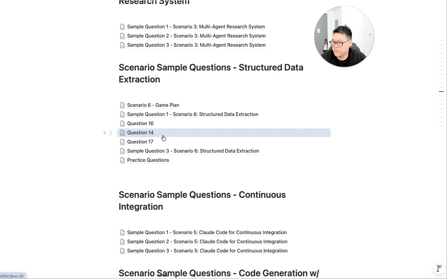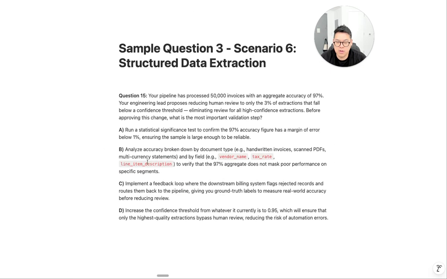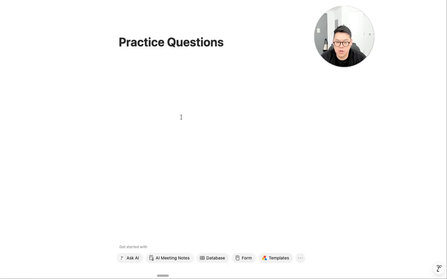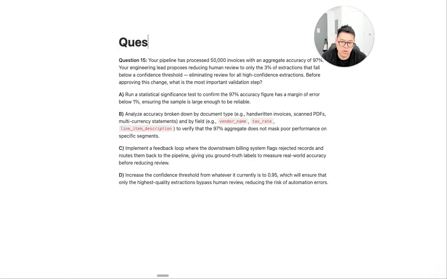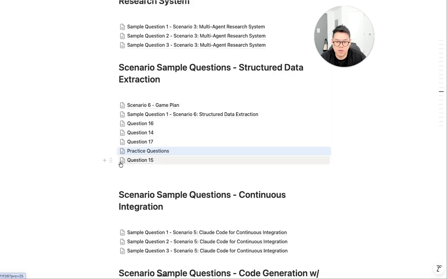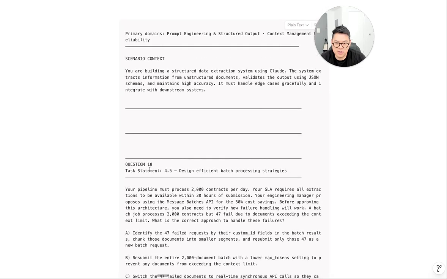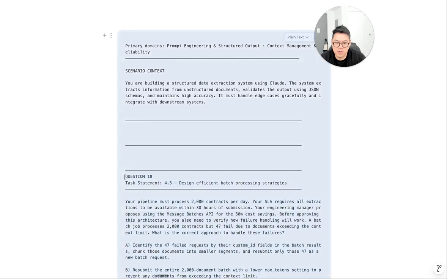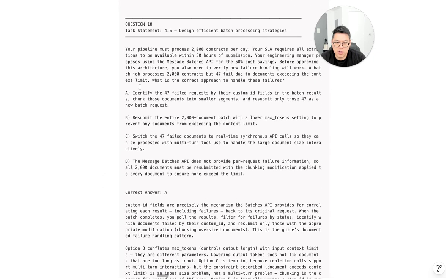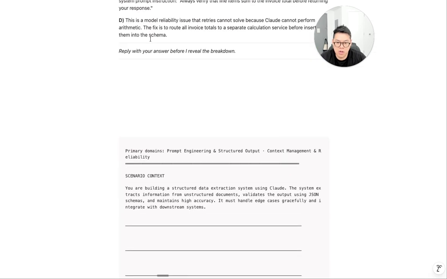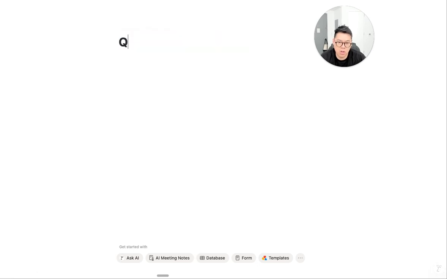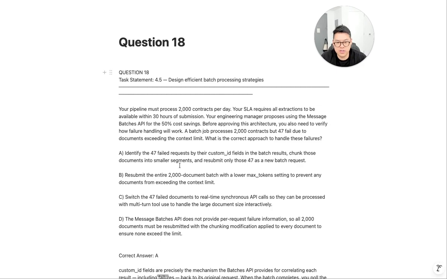Boom. So we have 16, 14, 17, and then we've got 15. Boom. And then we need 18. So that comes back to here. Okay, I'm going to take this. Boom. Now we have 18.